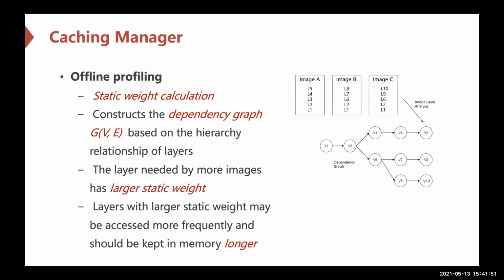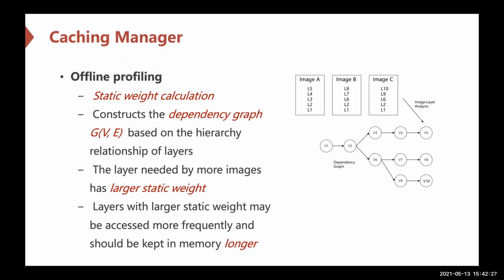In the stage of offline profiling, Cache Manager periodically scans all the images, retrieves layer information, and constructs the dependency graph G. Each node in the dependency graph represents a layer, and each directed edge represents a dependency from layer A to layer B. Cache Manager calculates the static weight for all the layers based on the depth of the layer and saves the result into files on local disk.